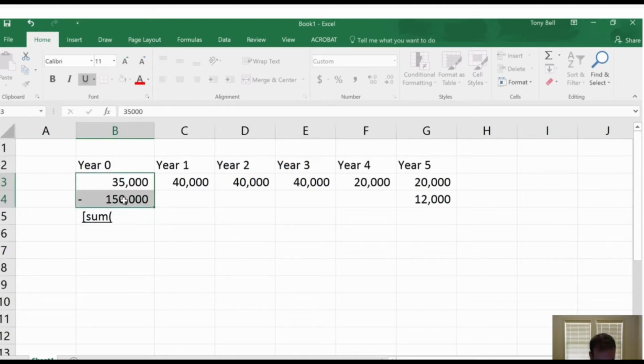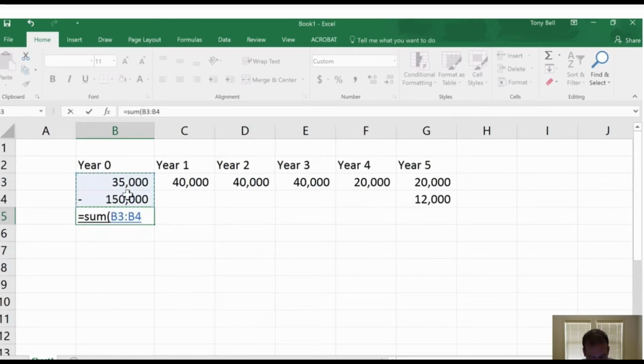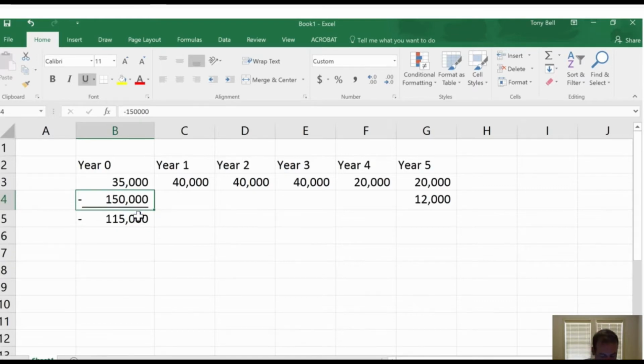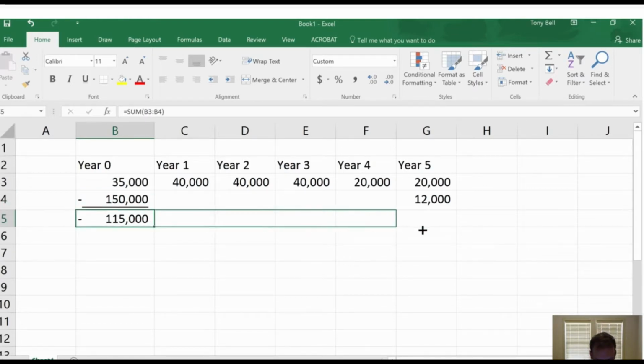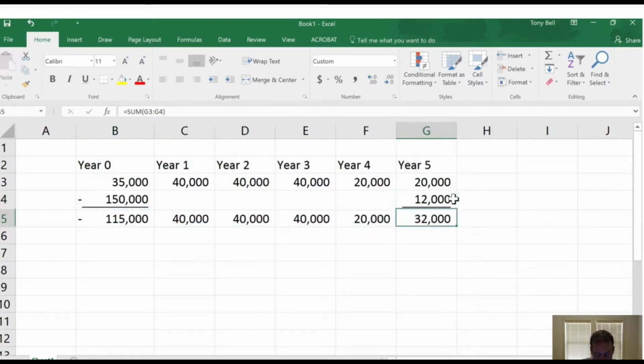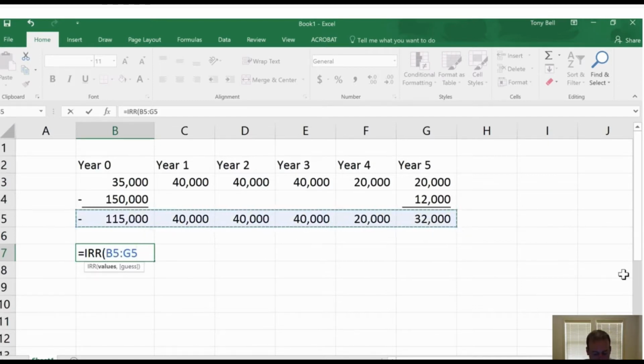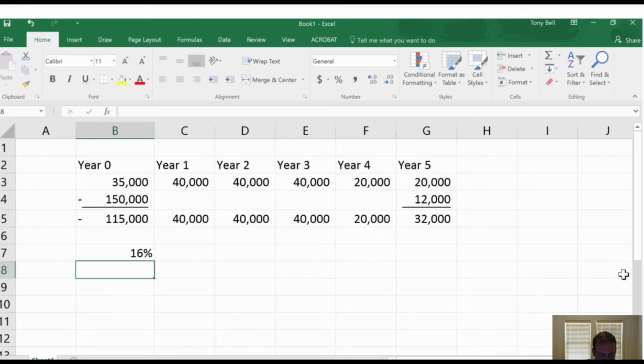Okay, so let's figure out the cash flows. So in year 0, it's $115,000 negative cash flow, and 40, 40, 40, 20. And in year 5, it's $32,000 positive cash flow. So what's the internal rate of return? Again, we're expecting to see a number above 12%. So I just go equals IRR, bracket, and then just the cash flows, the annualized cash flows there. So I hit enter. 16%.